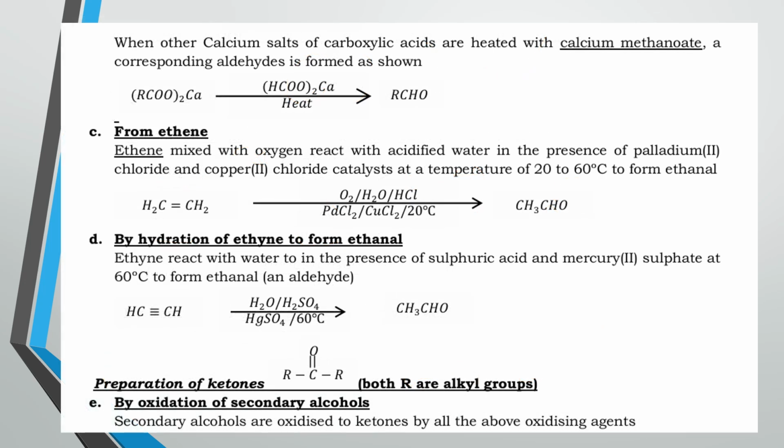Now another reaction that is going to yield us aldehydes is when you are heating a calcium salt of a carboxylic acid with an unspecified chain, whereby R can represent a methyl group, an ethyl group, or a propyl group. And to do that, we need calcium methanoate and then you heat. What it simply does is give us an aldehyde with the R group that is attached to the carboxylic acid of the calcium salt you're trying to heat.